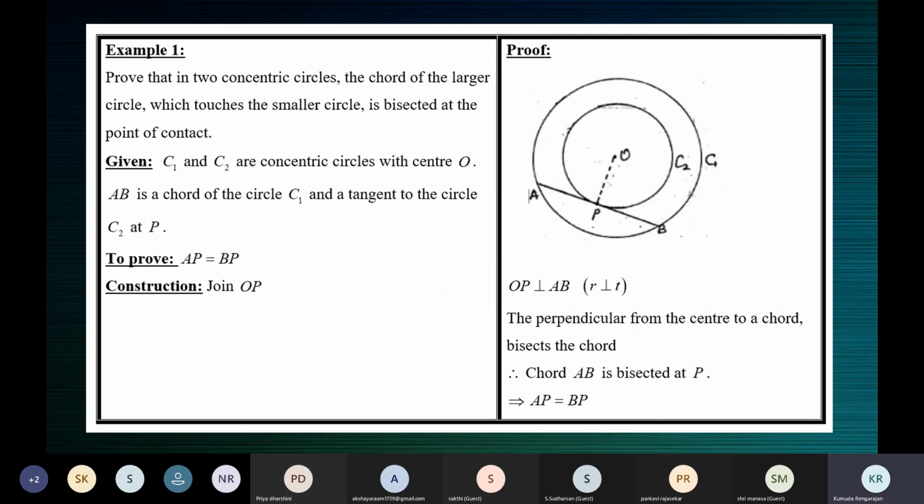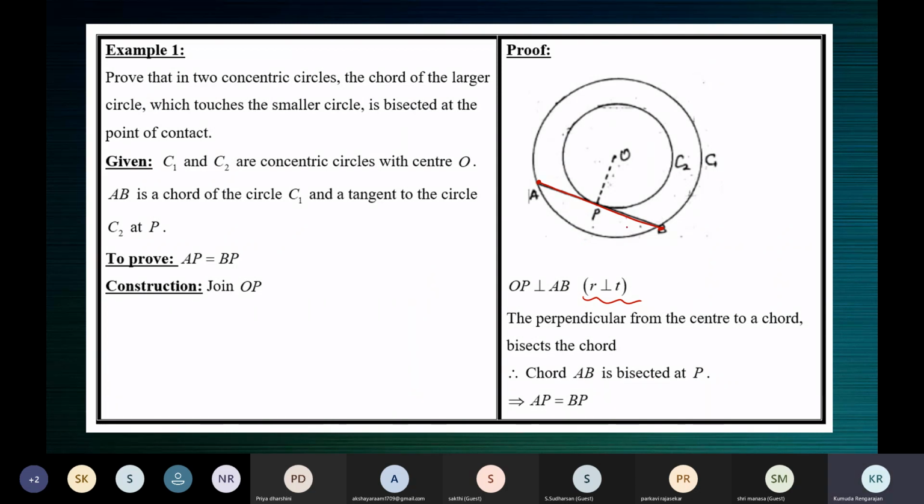Okay, so you can see that, why do we say OP is perpendicular to AB? Radius is perpendicular to the tangent at the point of contact. Because see, AB plays two roles. This line segment AB plays two roles. It is a tangent to the inner circle and it's a chord to the outer circle. So you should use it accordingly.